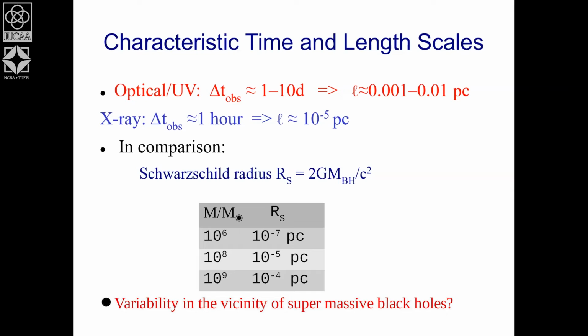And if you compare this kind of size scale with, let's say, the Schwarzschild radius of a black hole, then what you see is that the size scale is comparable to the Schwarzschild radius of a supermassive black hole. Let's say about a 10 to the power 8 solar mass black hole. The size scale will be like 10 to the power -5 parsec. So this may suggest that the variability, particularly in the X-ray band, is occurring in the vicinity of a supermassive black hole, and this is what is now thought.